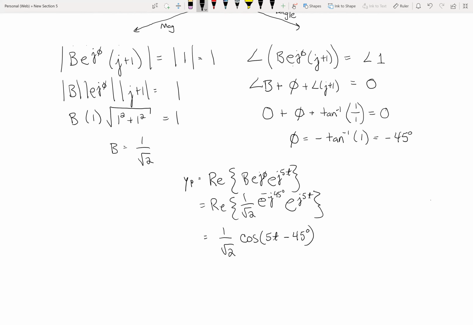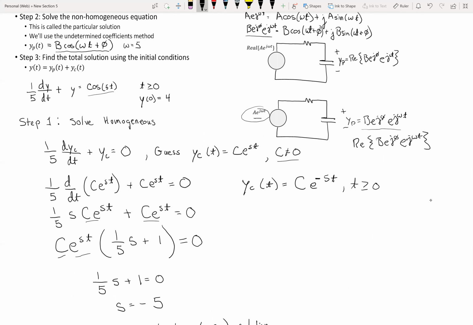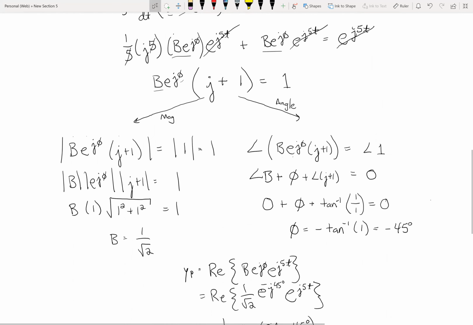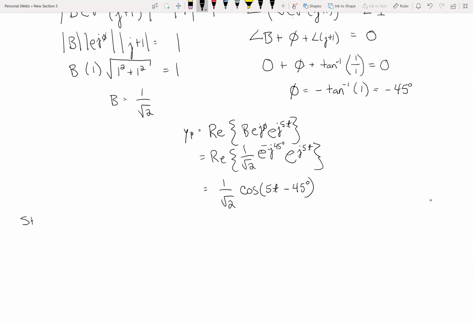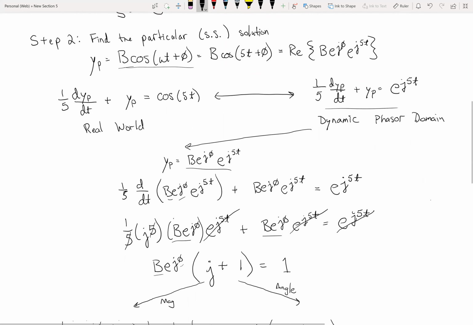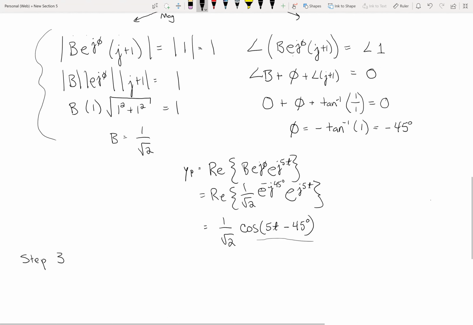Okay, so now we need to go to step 3 up here, which is to find the total solution by combining these, and we use the initial conditions to figure out what any unknown remaining coefficients are. So let's do step 3. Before I move on, this was a lot easier than the trig approach, if I had just plugged in B cosine omega t plus phi. That becomes very messy and there are a lot of trig identities. This approach here is a lot simpler, okay?